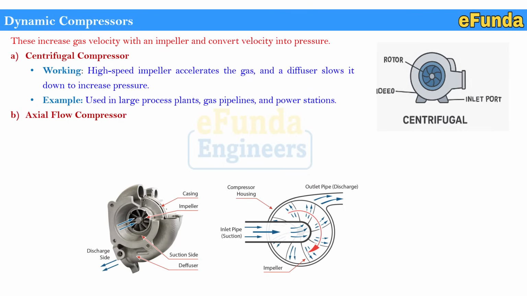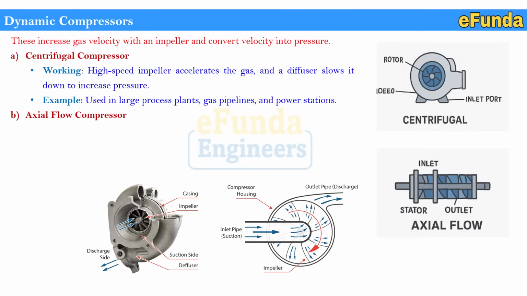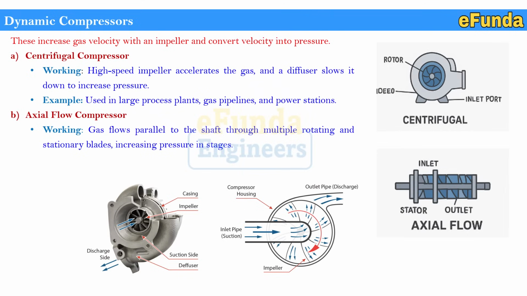Second, axial flow compressor. One can refer to the picture where inlet, stator and outlet are shown, where the working gas flows parallel to the shaft through multiple rotating and stationary blades, which increase pressure in stages. Example: used in jet engines, gas turbine and high capacity air separation plant. This is how we have tried to cover the dynamic compressor with their types.